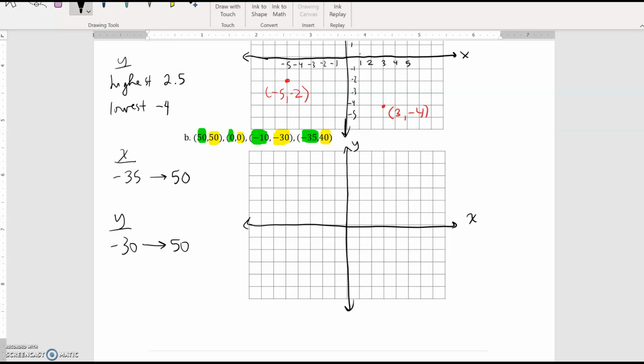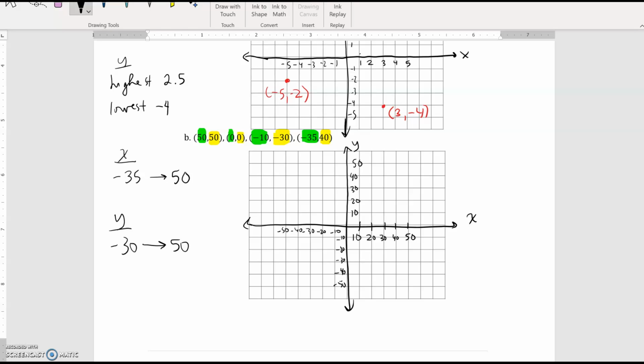So these are larger numbers, so I have to ask myself, what should I count by for my units? So I'm going to count by tens because that makes the most sense to make it fit. So I'm going to count by tens. 10, 20, 30, 40, 50. Same thing here for the positive ends. And then my other ways are going to be negative. So -10, -20, -30, -40, -50. Then -10, -20, -30, -40, -50.